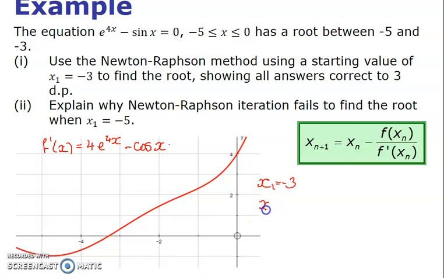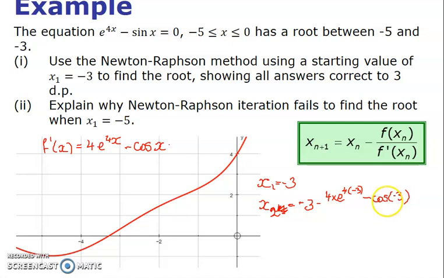And I've got to do xn plus 1 equals xn, which for x2 is, I'm going to have to type in minus 3 minus the function. So again, it's 4 times e to the 4 lots of minus 3. You can see what I'm doing. I'm writing this one out because it's a bit quicker to write out. Cos of minus 3.